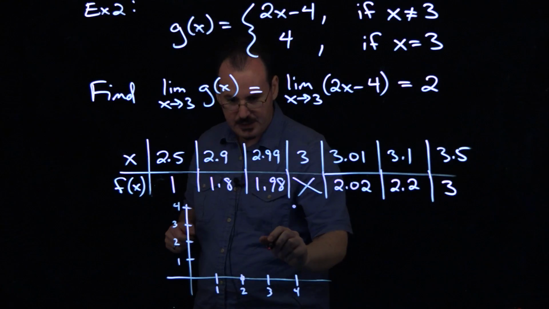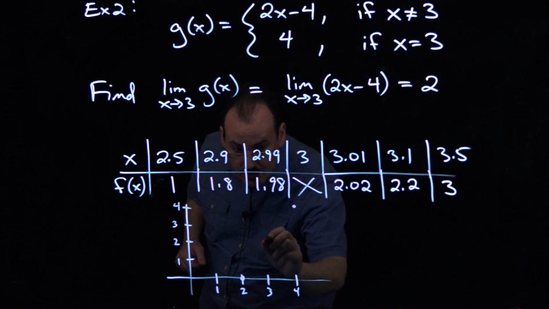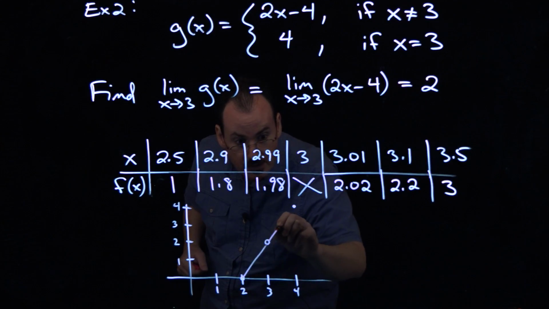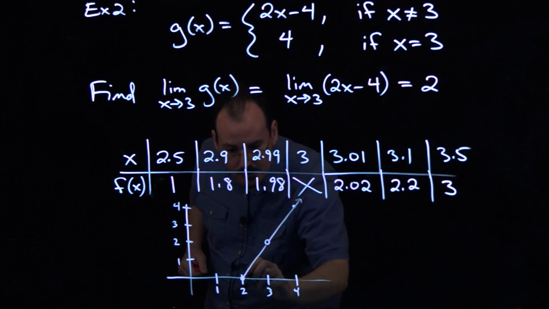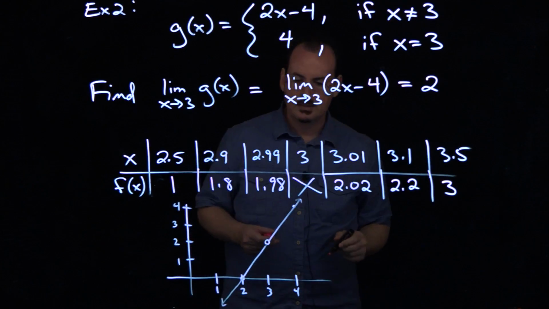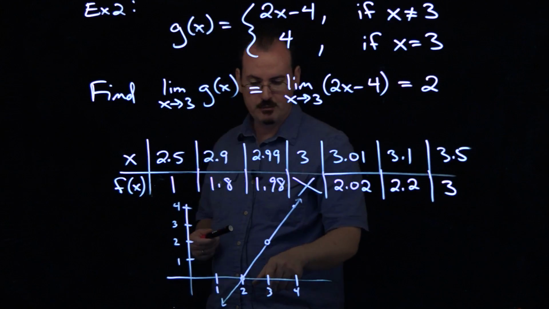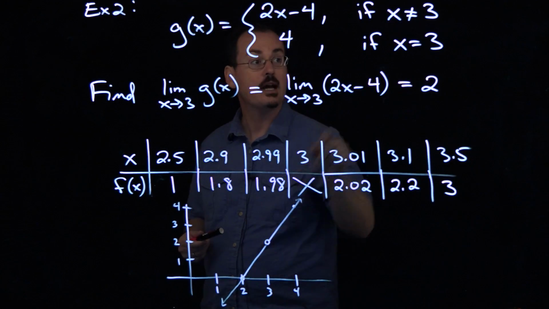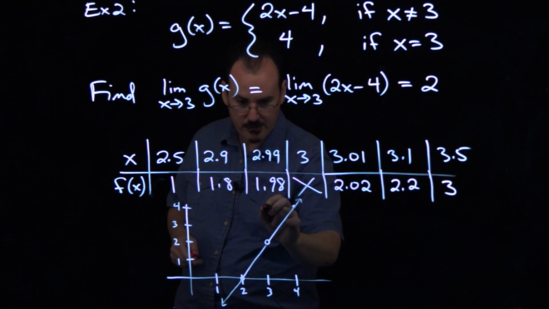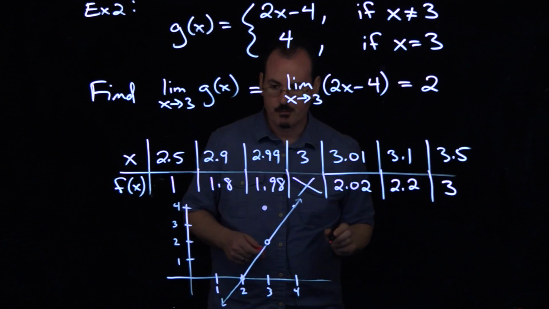Now at 3, we know that it's not defined to be 2, so I'm going to put a hole there. And this is kind of what the function is going to look like. Okay, the hole is there because, again, it's not defined to be 2 at 3. How is it defined at 3? It's defined to be 4. So the way that we can denote that on the graph is like this. Put a dot up there at 4.